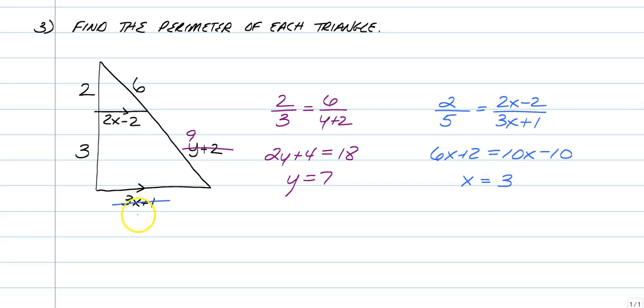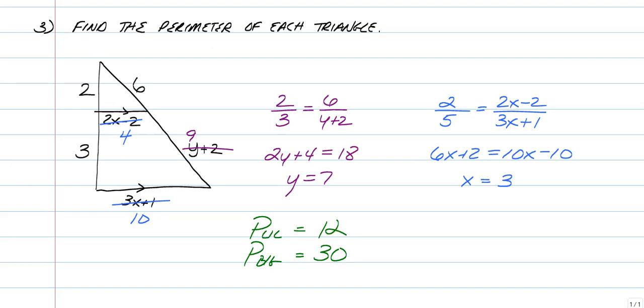If you substitute 3 in here, you're going to get 10. Substitute in here, you're going to get 4. Now we can find the perimeters. So the perimeter of the little triangle is 4 plus 6 plus 2 is 12. And the perimeter of the big triangle is going to be equal to 5 plus 10 plus 15, which is going to give us 30. Okay? And again, you might have done that differently.